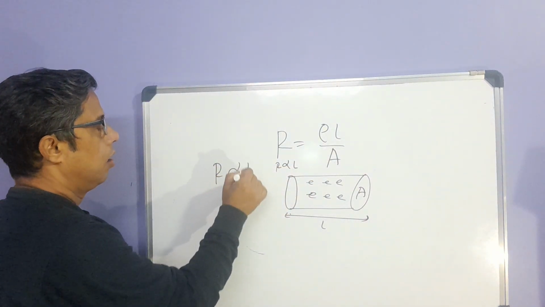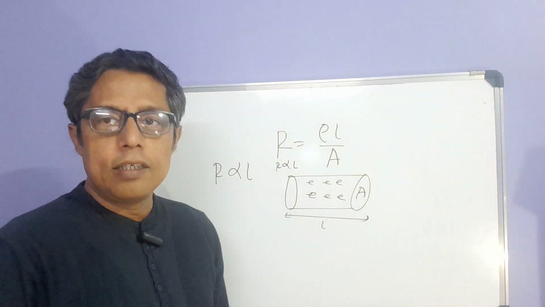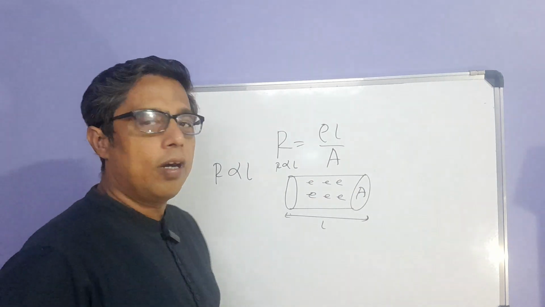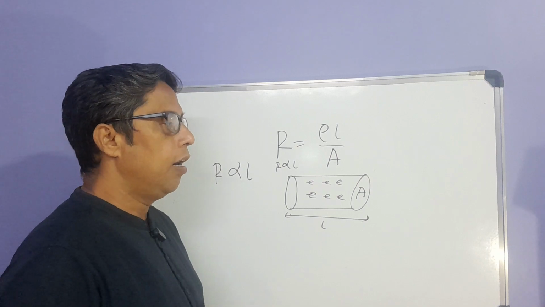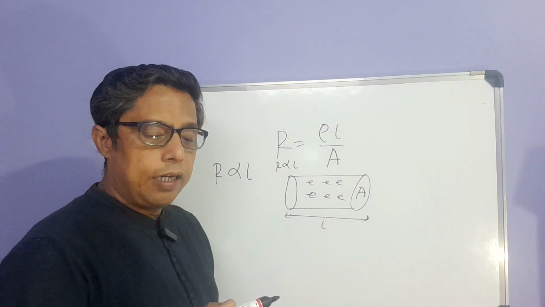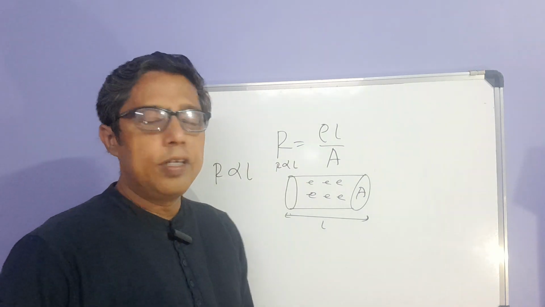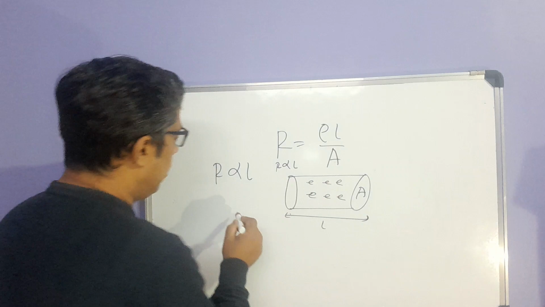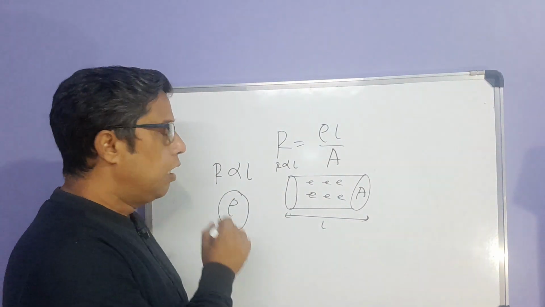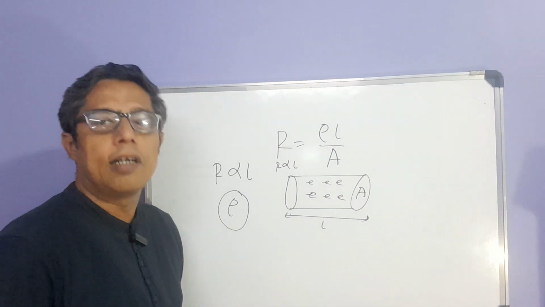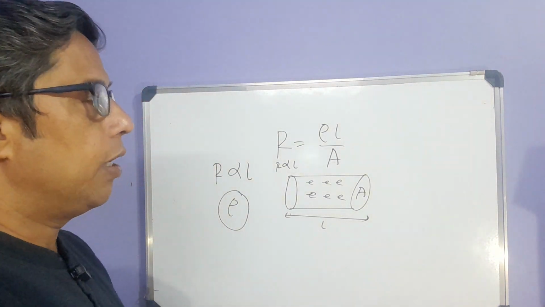Now next is rho. Rho is the resistivity. This is very specific to a particular object, like copper, nickel, or a different kind of material, each having its specific resistivity. So rho is material specific, or it depends on the nature of the material of the conductor. Apart from these three, there is also the temperature.